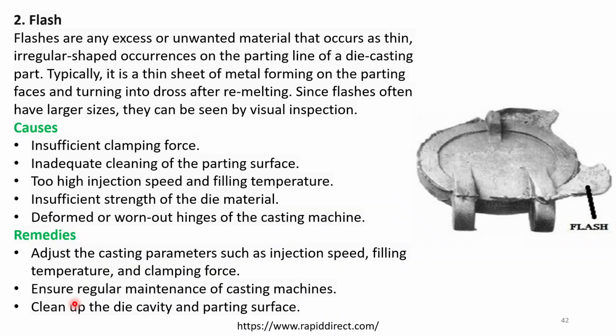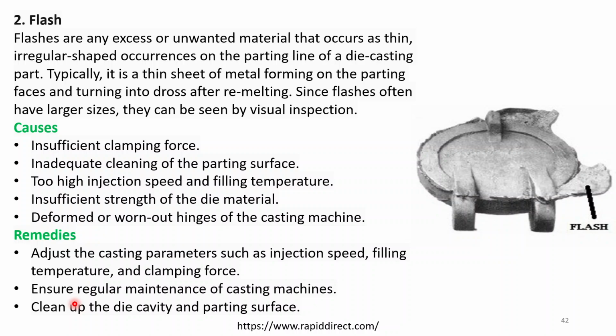Next is flash. Flashes are any excess or unwanted material which occurs as thin, irregular shaped occurrences on the parting line of the die casting. Typically, it is a thin sheet of metal forming on the parting faces and turning into troughs after remelting. Since flashes often have larger size, they can be seen by visual inspection.